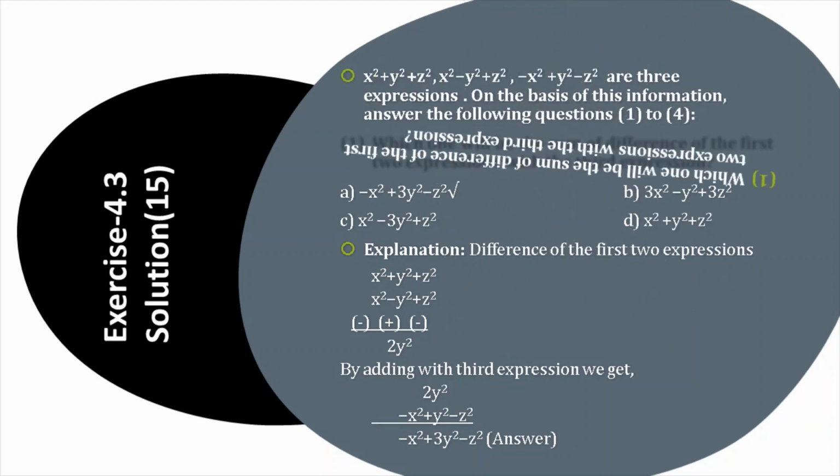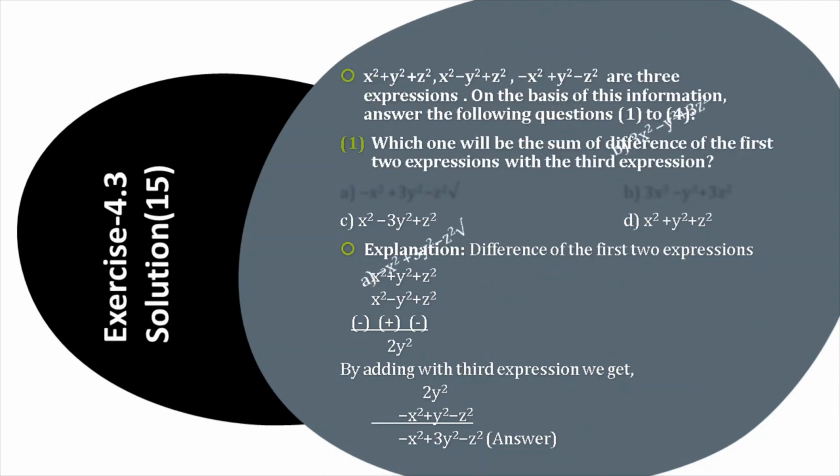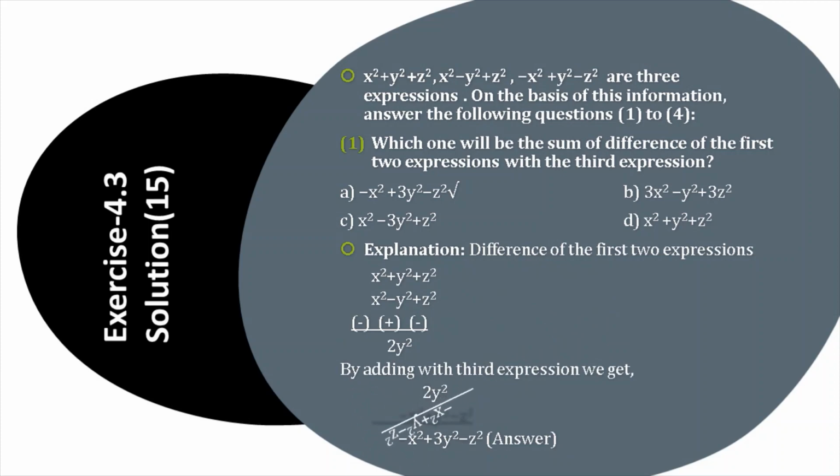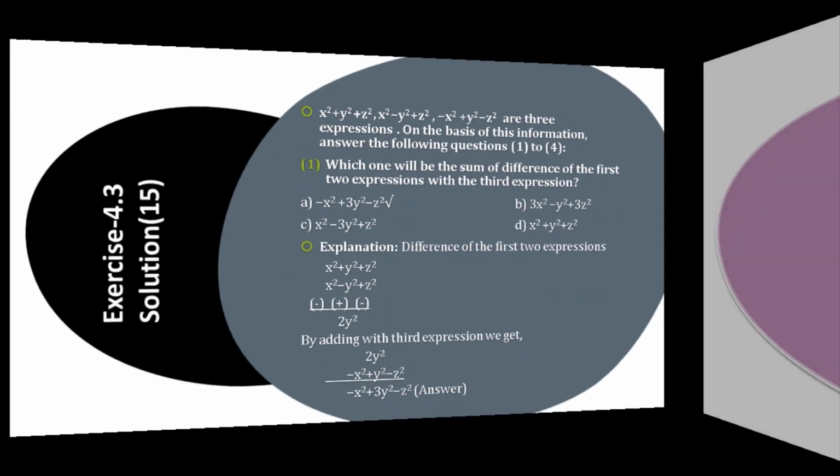So this is question number 15, number 1 question, and that is a very important question, my dear. Which one will be the sum of the difference of the first two expressions? So at first we have to find out the first two expressions' difference by subtracting, then the result is added with the third expression, and we get the result minus x² plus 3y² minus z². That is the answer.